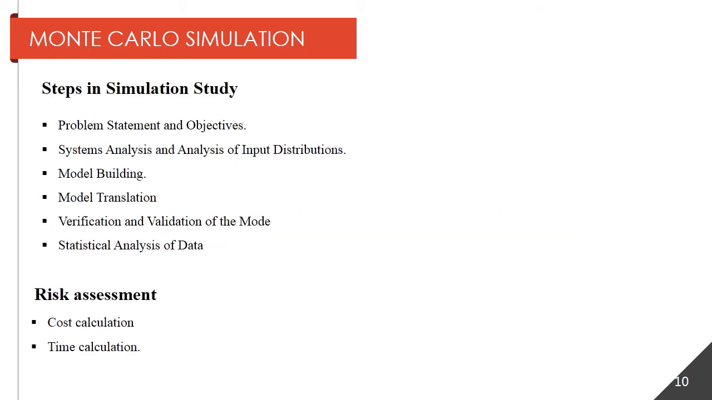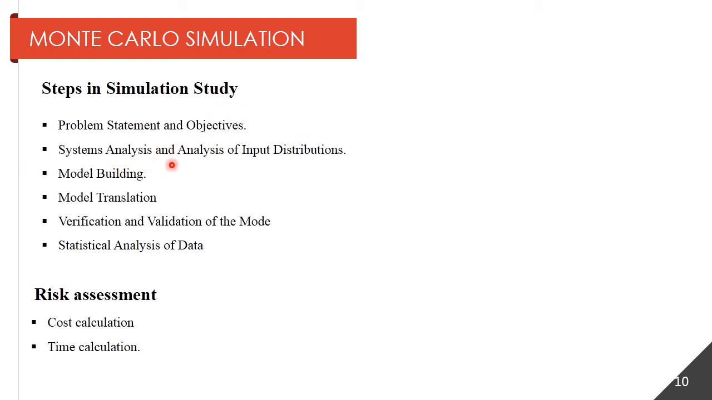In this slide, we will go through the steps we need to get the simulation model. The first step is the problem statement. Here we need to clarify and state the problem and the objective of the simulation, which is the question that the simulation or the model will answer.